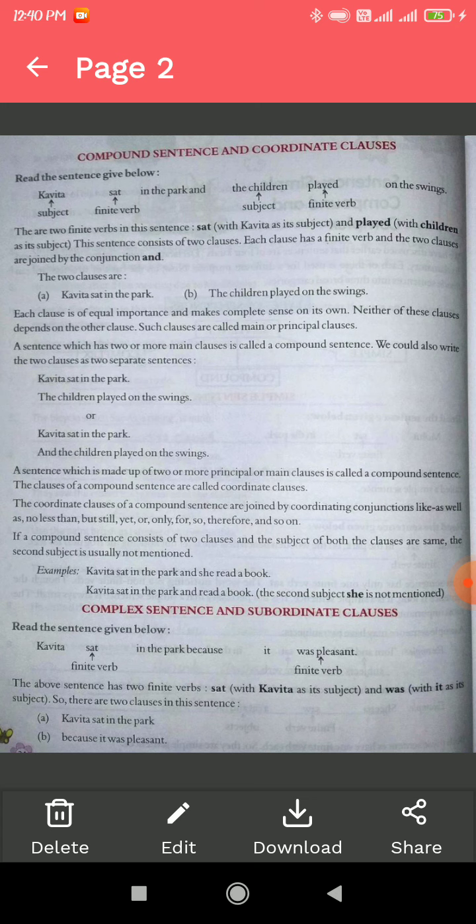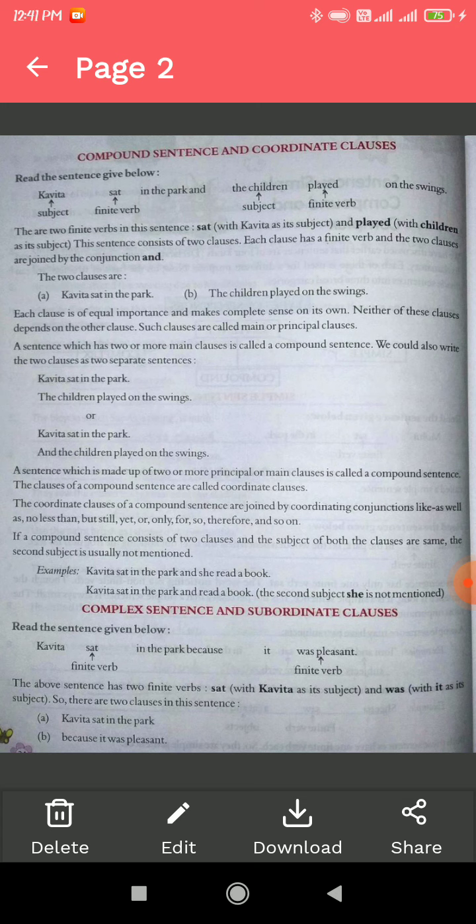Now, the coordinate clauses of a compound sentence are joined by a coordinating conjunction. The coordinate clauses can be joined by coordinating conjunctions like as well as, no less than, but, still, yet, or, only, for, so, therefore, and so on. See the last example: Kavita sat in the park and she read a book.